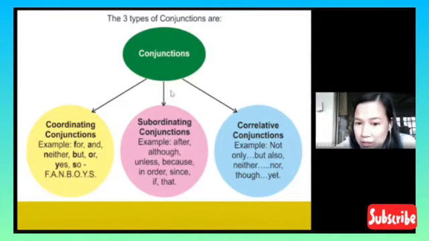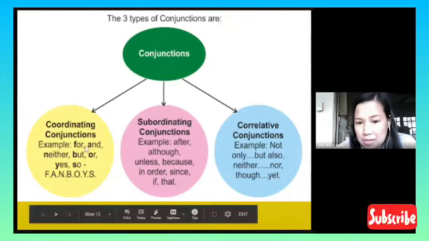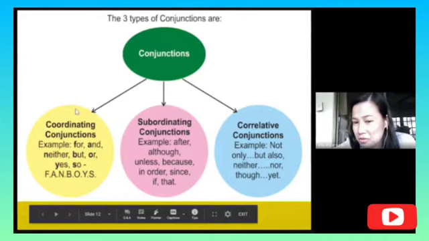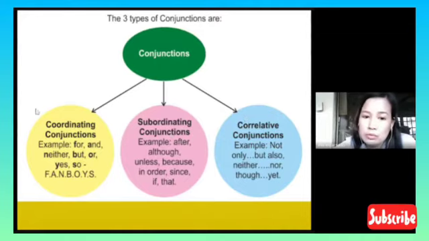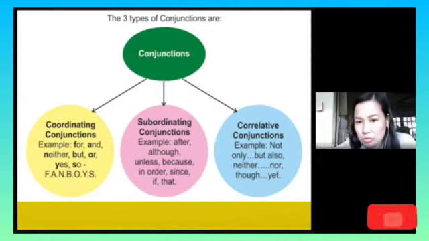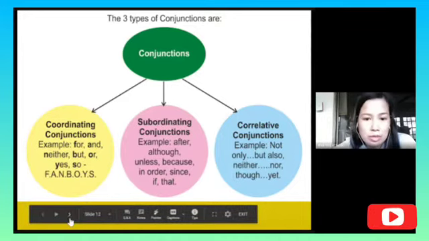We have coordinating conjunctions. Examples niyan, yung fanboys. Okay, fanboys. Natatandaan yung fanboys, coordinating conjunctions. And then we have subordinating conjunctions. And we have correlative conjunction. Next week, we are going to study coordinating. But today, we are going to talk about subordinating conjunctions. Yung kaninang binasa natin. Okay? Yan ang ating topic today.